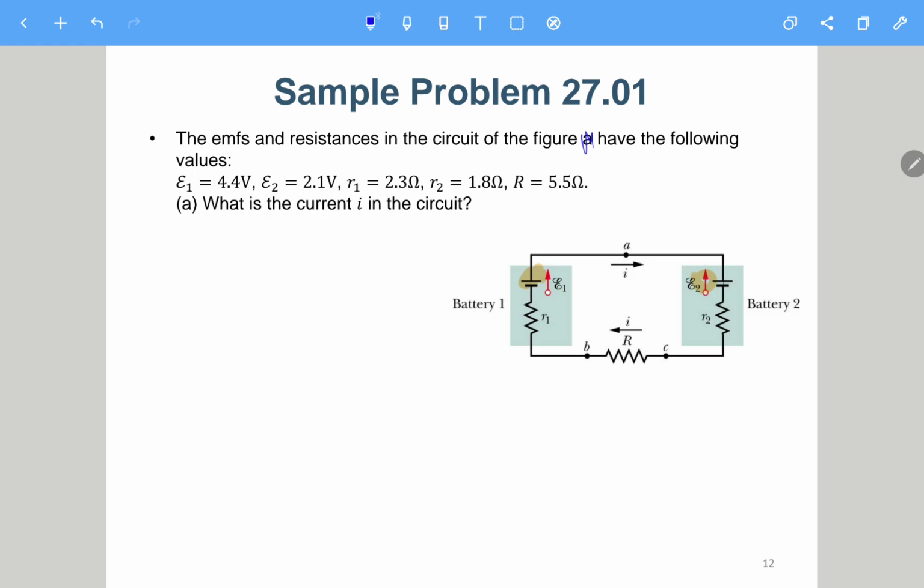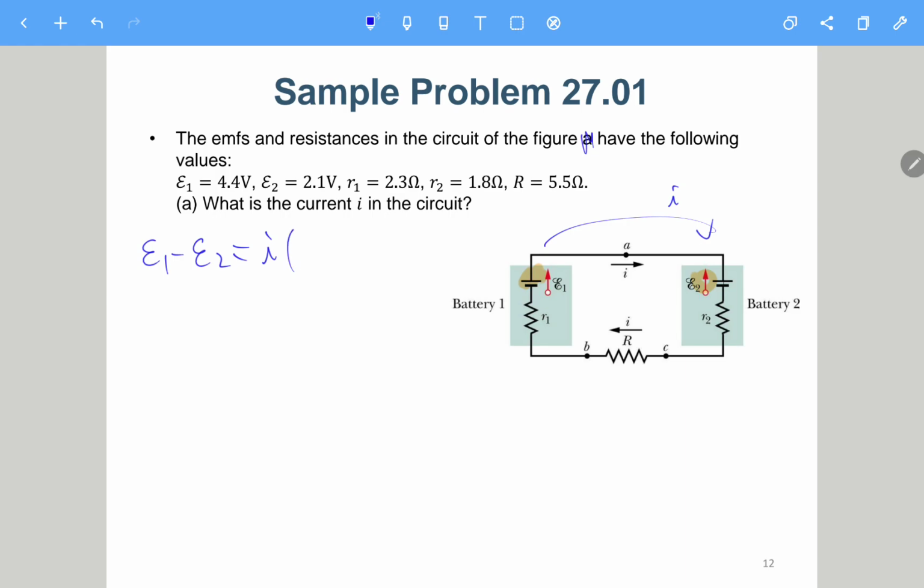Here E1 and E2 will cancel part of each other. So E1 minus E2 equals, for the whole circuit, the current will be I. You may consider whether it is clockwise or counterclockwise. E1 is 4.4, E2 is 2.1. This one is larger, so the final direction of the I will follow this one rather than that one. So I can quickly determine that I should be clockwise.